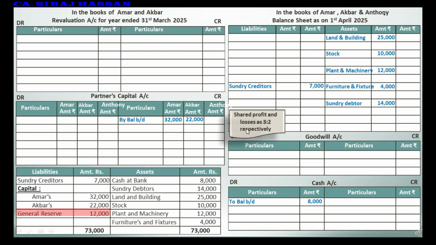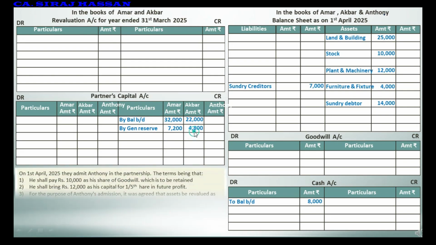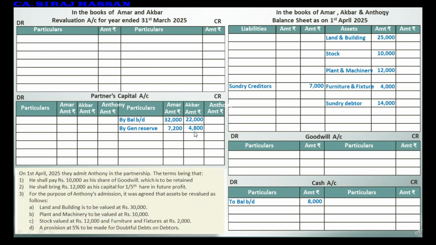And this general reserve will be distributed in the old profit sharing ratio, that is 3:2. Amar will get 7,200 and Akbar will get 4,800. So with this we have completed the posting part. Now we go with the adjustment part. On 1st April 25 they admitted Anthony in the partnership firm. The first adjustment says that Anthony is going to bring rupees 10,000 as a share of goodwill.